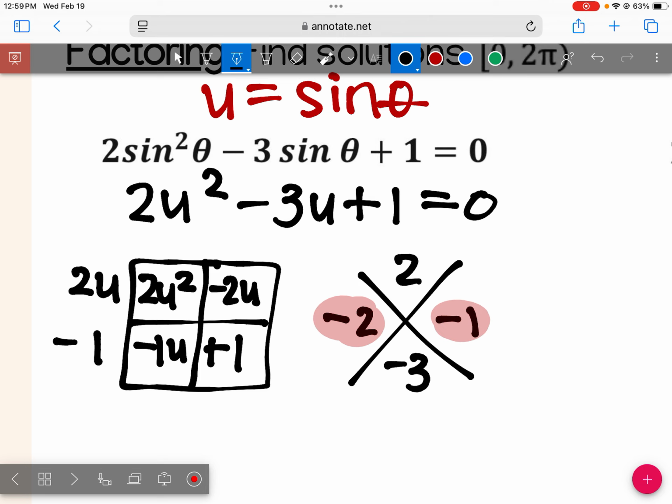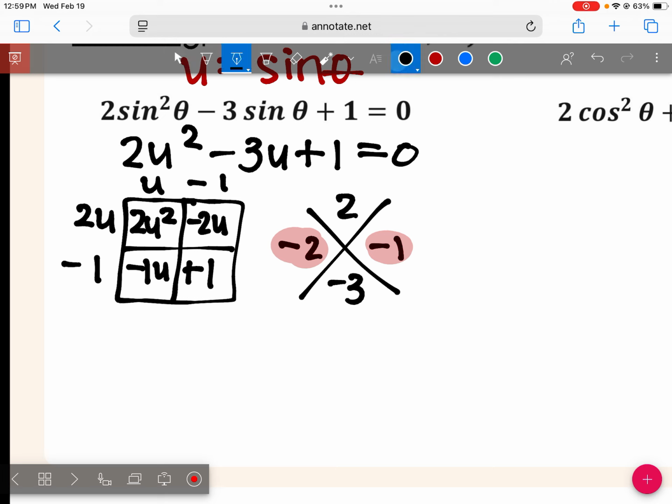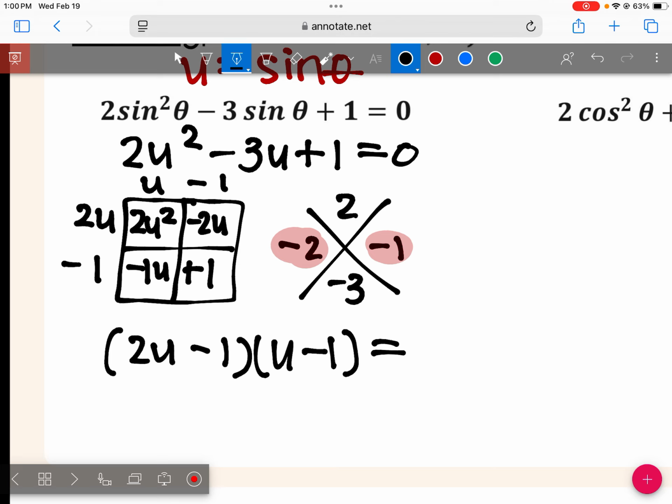Now we're going on to our columns. 2u squared and minus 1u. What do we have in common? Just a u. Minus 2u plus 1. What can we put there? A 1. Is it a positive 1 or a negative 1? Negative. So when you come down here, you got a 2u minus 1, u minus 1 equals 0.